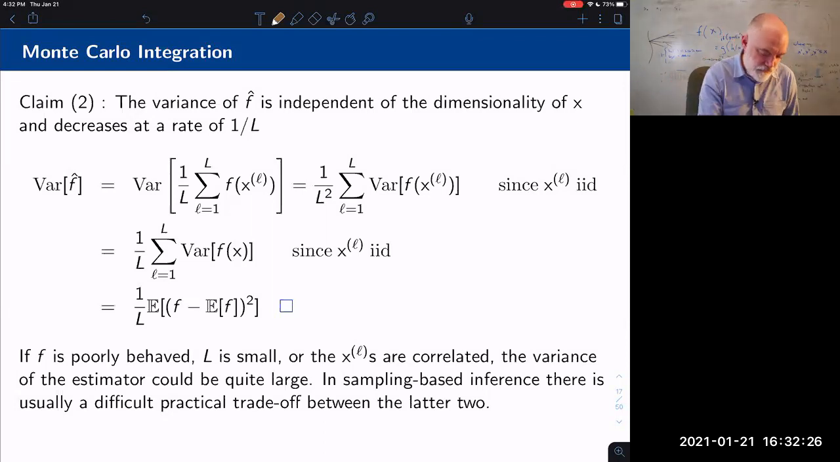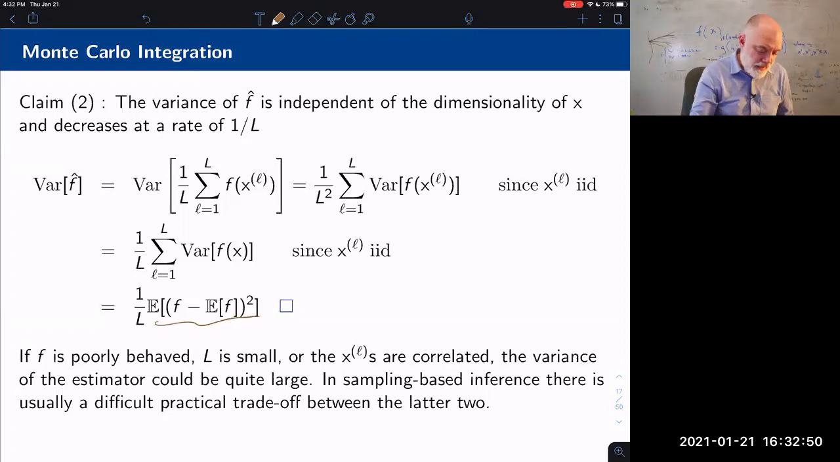So again, we do the same sort of thing for the variance of the estimator. By the laws of variance, a constant gets squared, so you get 1 over L squared, and then all the x_l are IID, so the variance of the sum is the sum of the variances. The x_l are identically distributed, so it's the variance of f of x, and the variance of f of x is just this funny term right here.